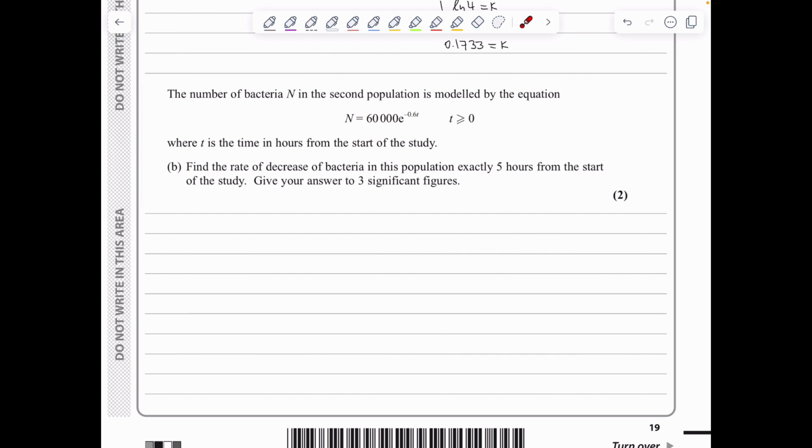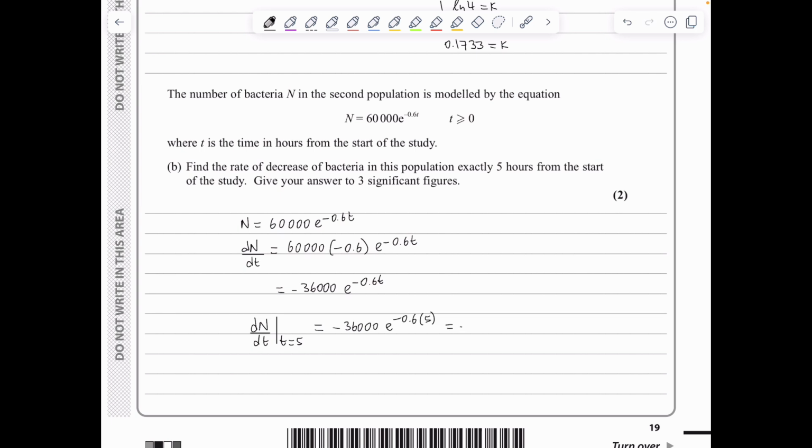So we need to find an expression for the derivative and evaluate it when t is 5. Starting with the expression for capital N, we need to find dN/dt. This is going to be the 60,000 times the derivative of the exponent, the negative 0.6, times e to the minus 0.6 t. This simplifies to minus 36,000 e to the minus 0.6 t, and all we need to do is substitute t is 5 to evaluate the derivative. So dN/dt when t is 5 is minus 36,000 e to the minus 0.6 times 5.